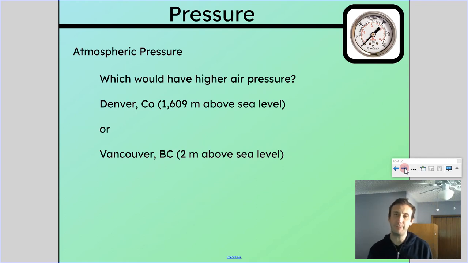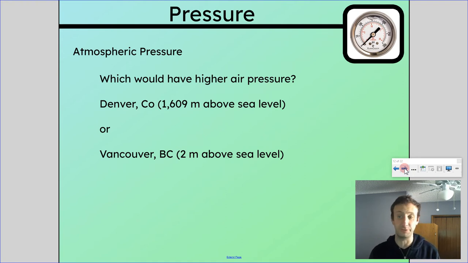So let's talk about atmospheric pressure. Atmospheric pressure is talking about pressure that we just have around us right now. It's basically pressure that is currently in the air. So let me ask you this, and I'll have you really think about it. Which do you think would actually have a higher air pressure? Denver, Colorado, which is 1.6 kilometers above sea level, or Vancouver, which is basically at sea level? Where do you think you'd actually find a higher air pressure?